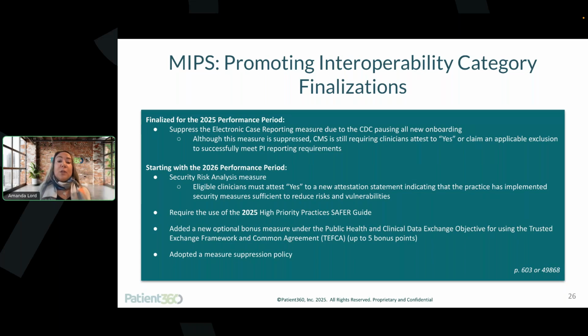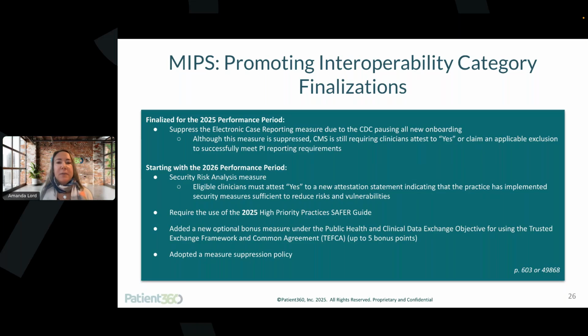For 2026, the new attestation for the security risk analysis SRA measure was generally supported by commenters. Stakeholders understood the intent, which is to move the SRA from a simple check the box attestation to a more meaningful safety process. Next slide, please.